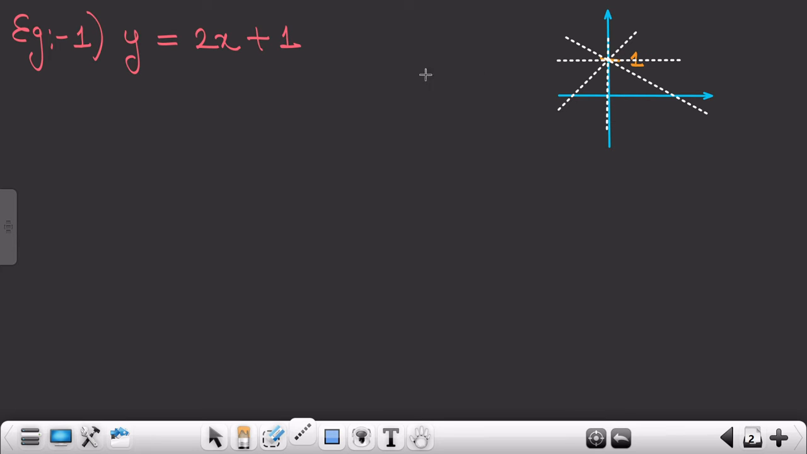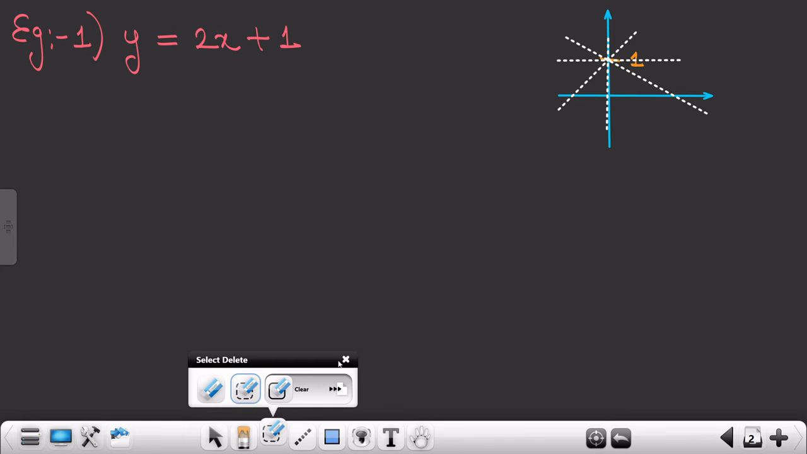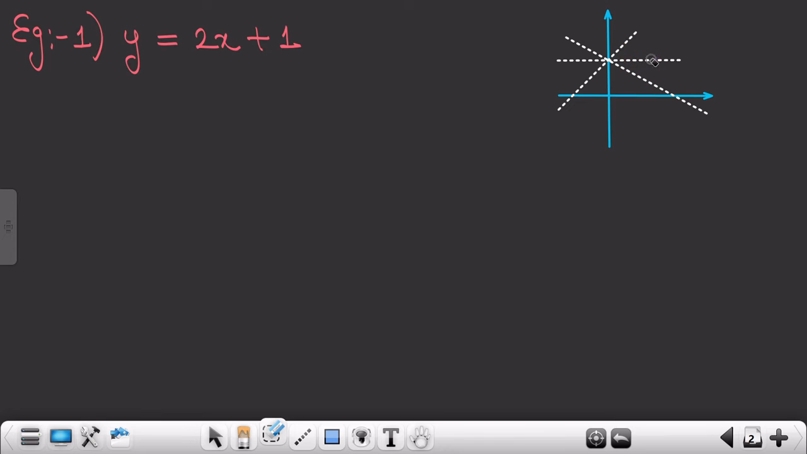What we know is that this straight line is going to pass through this particular point, that is y is equal to 1. I hope you understood this particular thing. Let me erase this whole stuff. Just a second. I hope you have got what I want to conclude. That means at y is equal to 1, this particular straight line is going to pass.